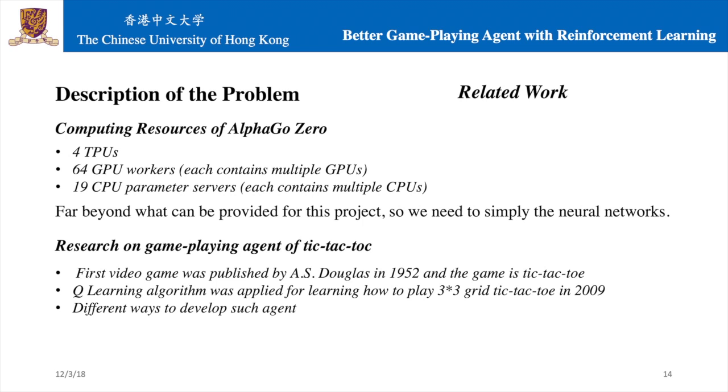And there is much other research on game playing agents for tic-tac-toe. There are many ways to implement an intelligent agent to play tic-tac-toe, and in my project, I mainly focus on how to implement the algorithm of AlphaGo Zero on a tic-tac-toe playing agent. This way may not be optimal, but I implement tic-tac-toe to help me get a deeper understanding of how AlphaGo Zero works.